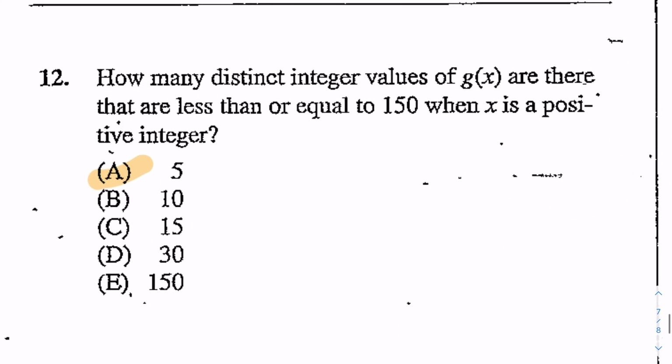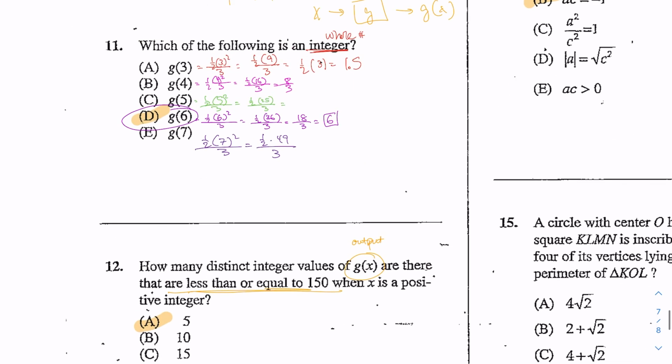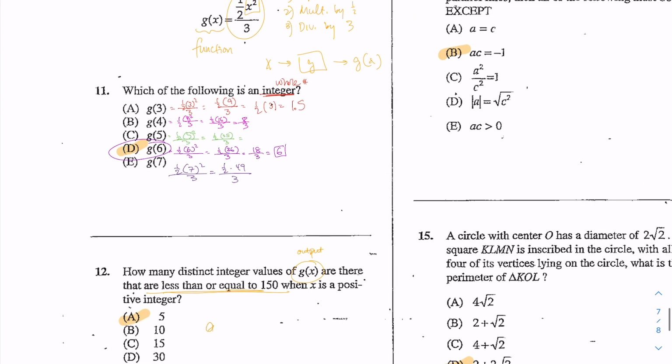All right, next for number 12, how many distinct integer values of g of x are there that are less than or equal to 150 when x is a positive integer? So you want to set that equation less than or equal to 150 as the output. Remember, g of x is the output of this input-output machine. So you have to use that rule. You want g of x, which is equal to 1/2 x squared over 3, has to be less than or equal to 150.